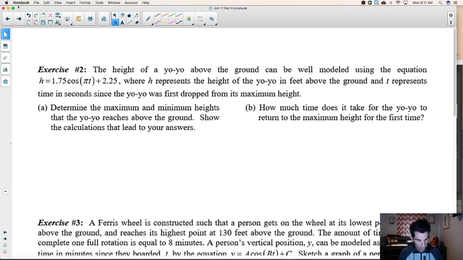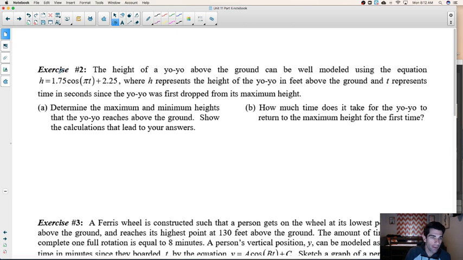Okay, now we'll get a little bit easier here. So it says the height of a yo-yo above the ground can be well modeled using the equation h equals 1.75 cosine pi t plus 2.25, where h represents the height of the yo-yo in feet above the ground, and t represents time in seconds the yo-yo was first dropped from its max height. Determine the max and minimum heights that the yo-yo reached above the ground. Show the calculations that reach your answer.